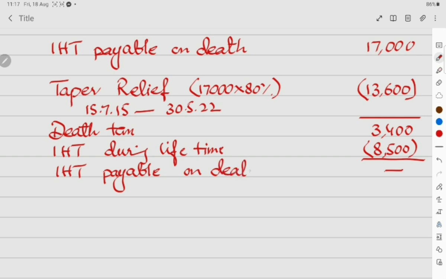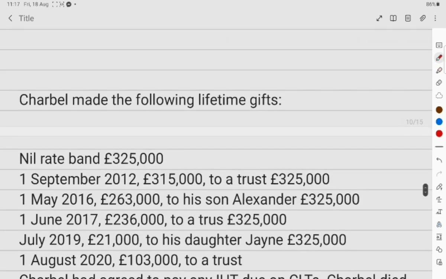For example, let's say the amount of tax already paid is 3,000 instead of 8,500. Then we would have to pay 400 as additional tax liability. But as the amount payable during the lifetime is greater than the amount payable on death, there is no refund. This is the point to remember. Our next question is next.